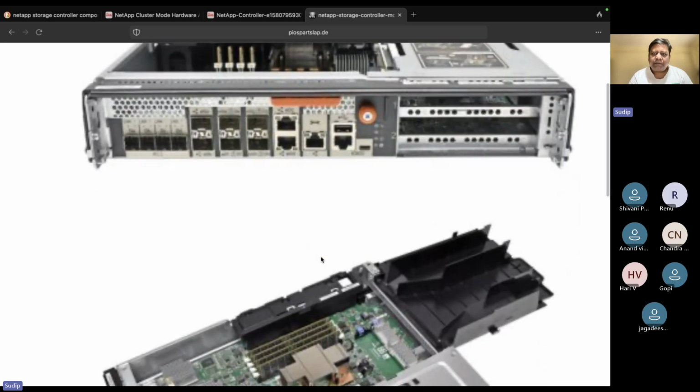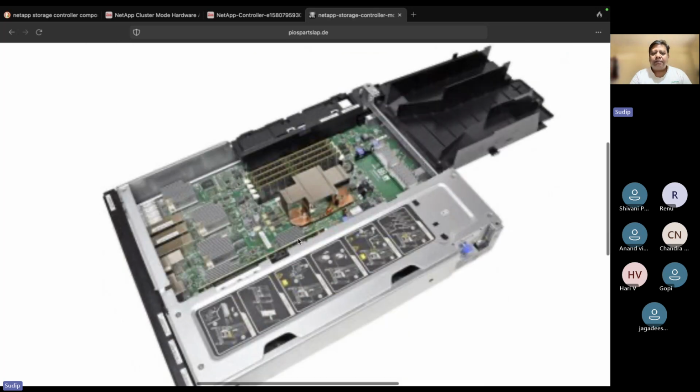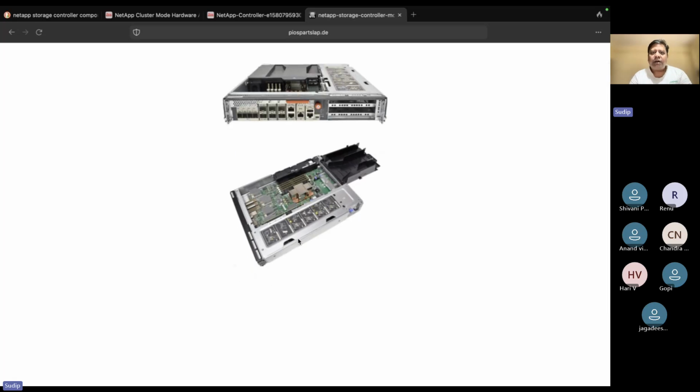If you remove the cover and look at it inside, see these long strips of transistors. This is the RAM. And this is the processor, which has got the heat sink on top. And this black component that you see here, that's where the battery for this RAM will be. And hence it becomes a non-volatile RAM because it keeps the power on for the controller for 72 hours. That's the job of this component.